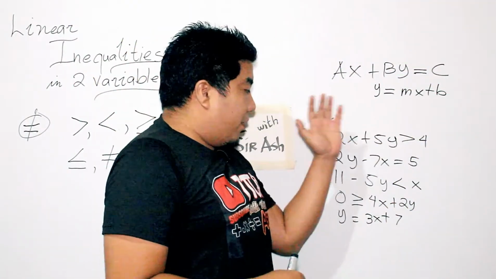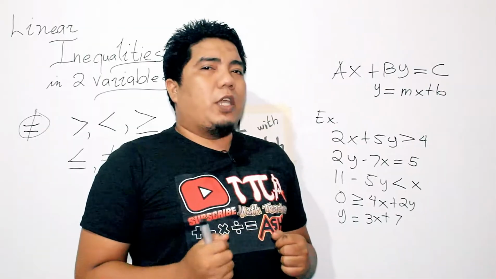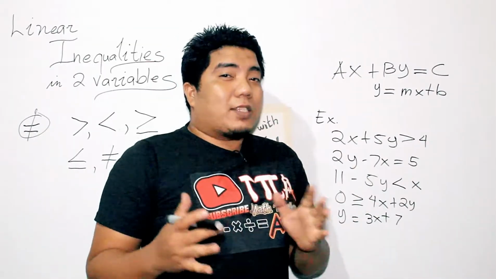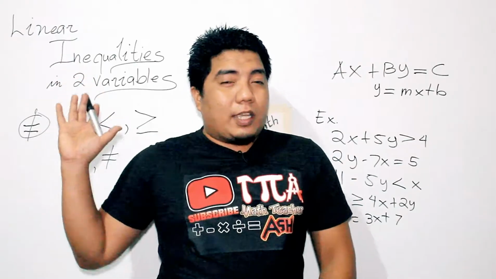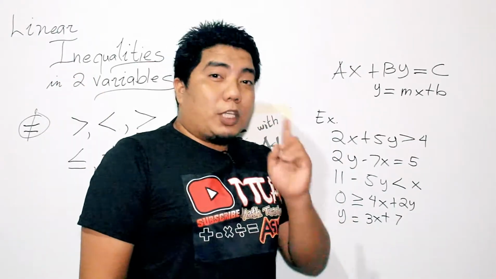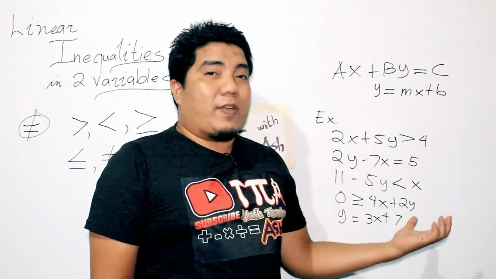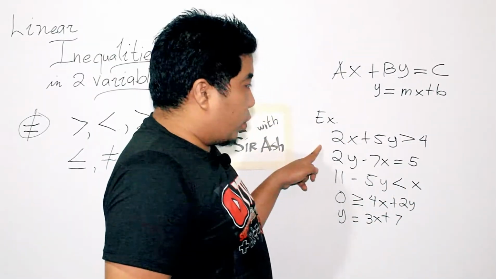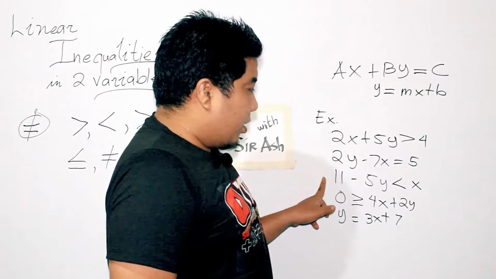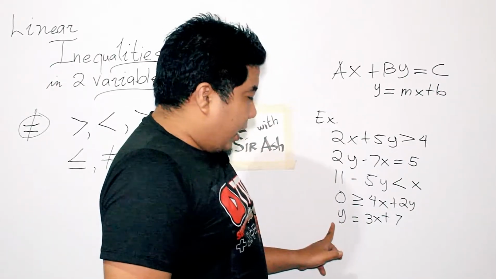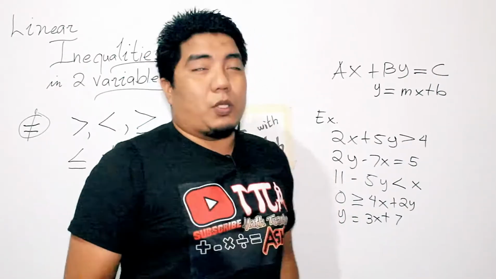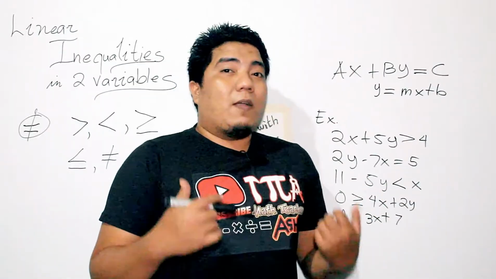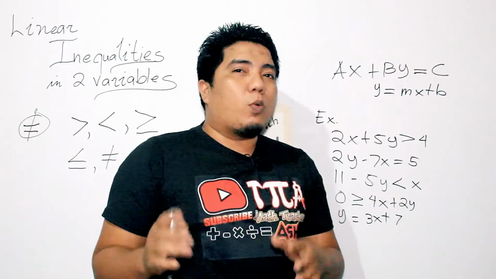Okay, math learners, we have here 5 examples. Question is, which among the 5 given mathematical sentences is considered to be a linear inequality? First thing we should do is to look first in our given. Now, are there two variables? The first one has 2, the second one, the third one, the fourth one, and the fifth one has 2 variables. Okay, so all of the mathematical sentences are in the 2 variables, the x and y.